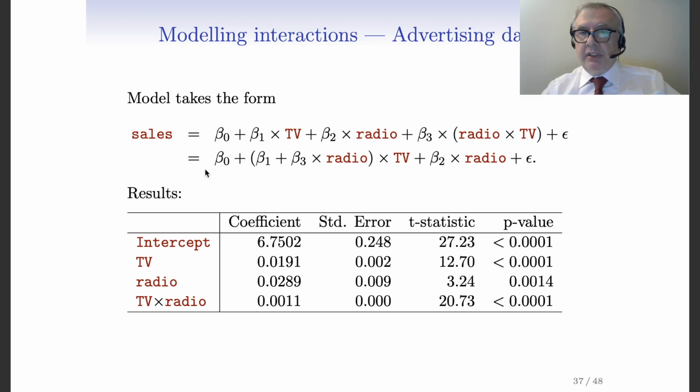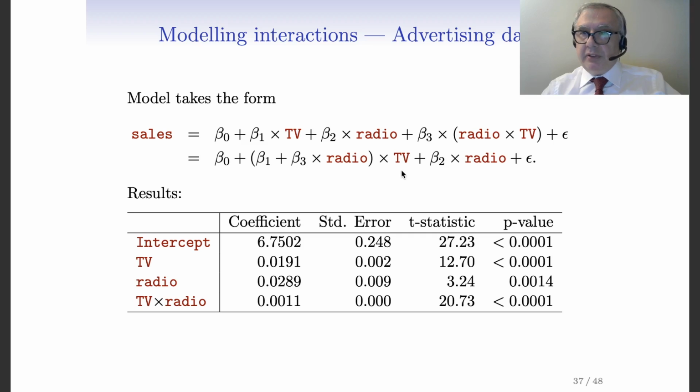The first one that we see here is beta 0, then we have beta 1 plus beta 3 times radio times TV, and then we have a linear term on radio. In this way, I've highlighted the fact that the coefficient for TV is not a fixed one, not just beta 1, but the effect of TV expenditure on sales can be changed by radio expenditure, because radio enters this expression, and in particular it changes the slope by which TV affects the sales.